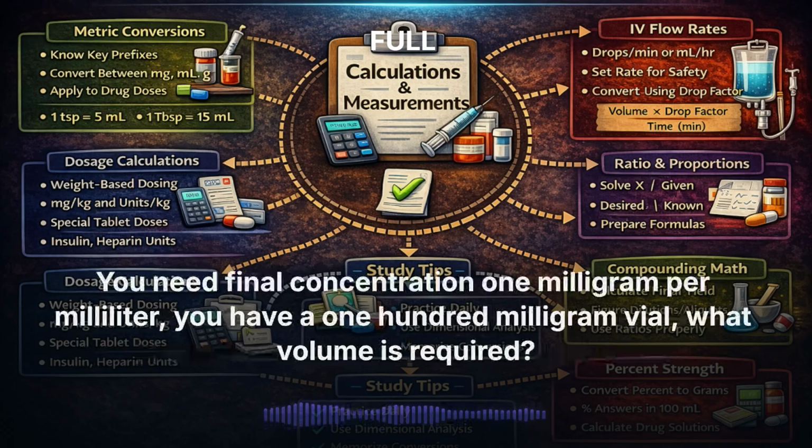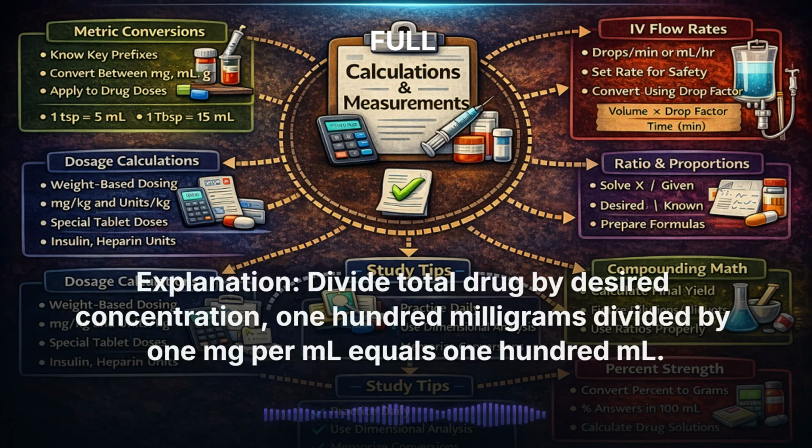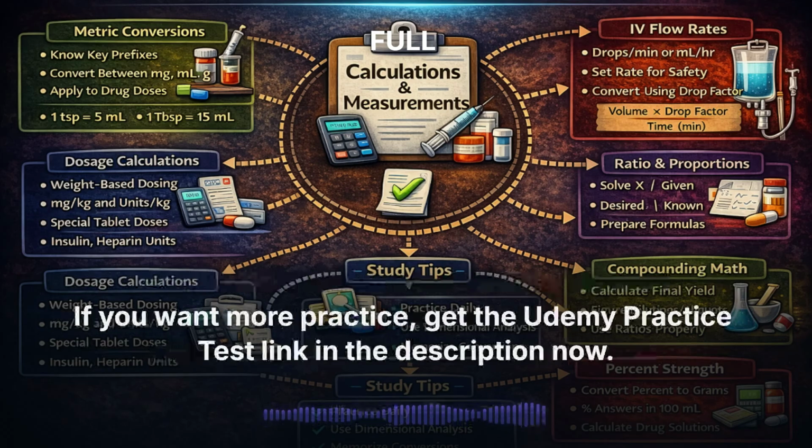5. You need a final concentration of 1 milligram per milliliter. You have a 100 milligram vial. What volume is required? You should add 100 milliliters of diluent to the vial to make 1 milligram per milliliter. Divide total drug by desired concentration. 100 milligrams divided by 1 milligram per milliliter equals 100 ml.